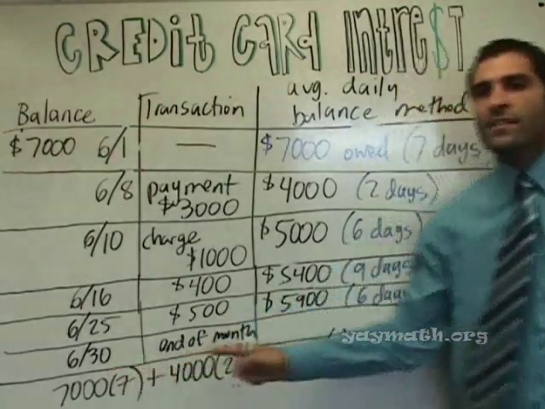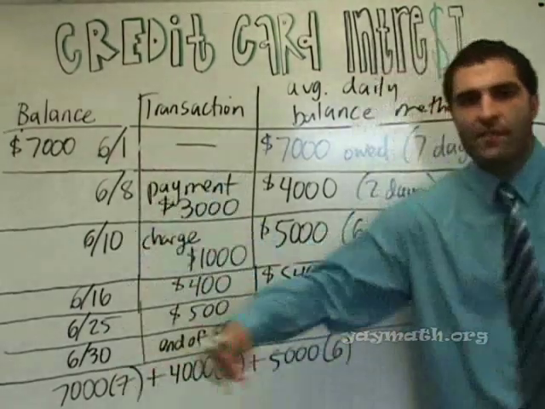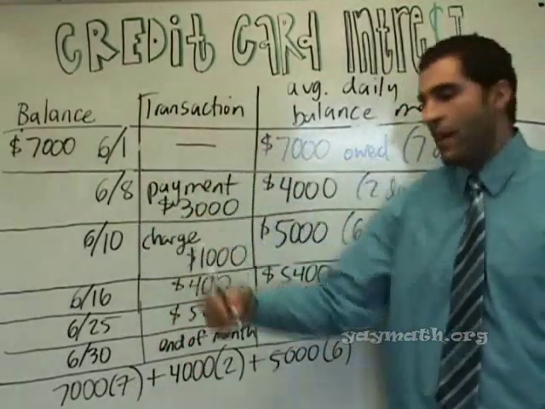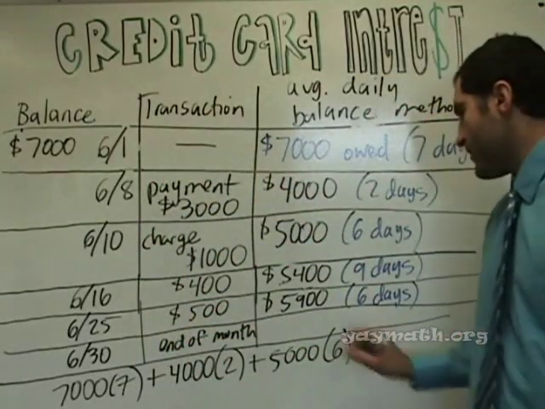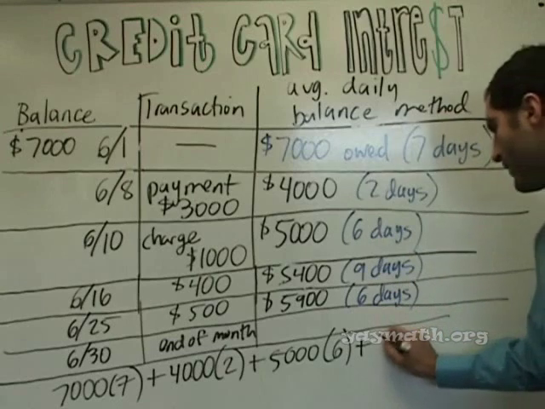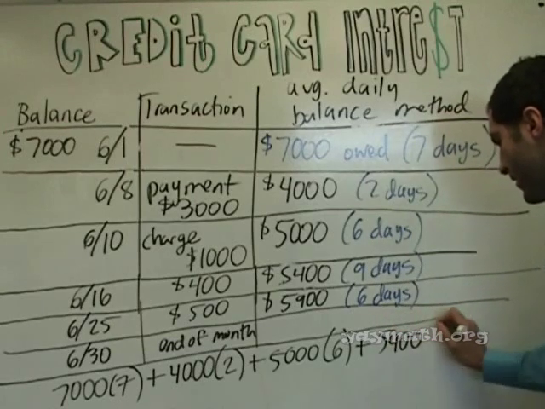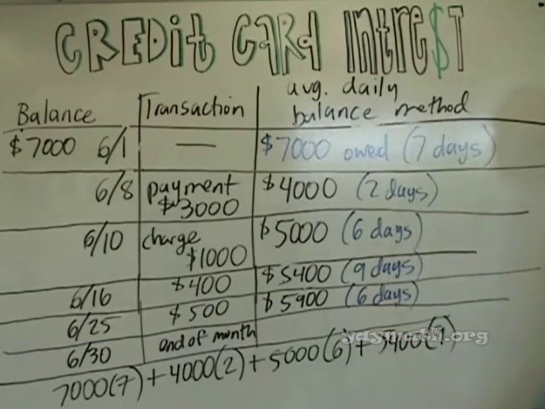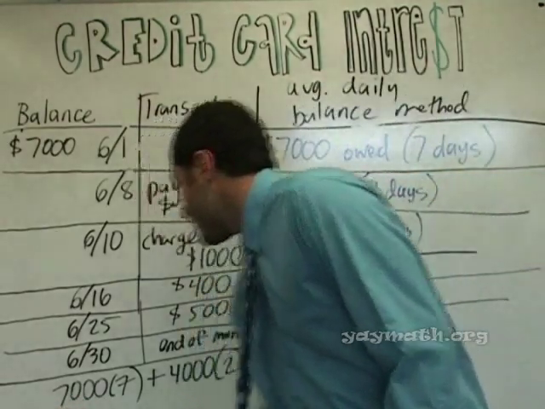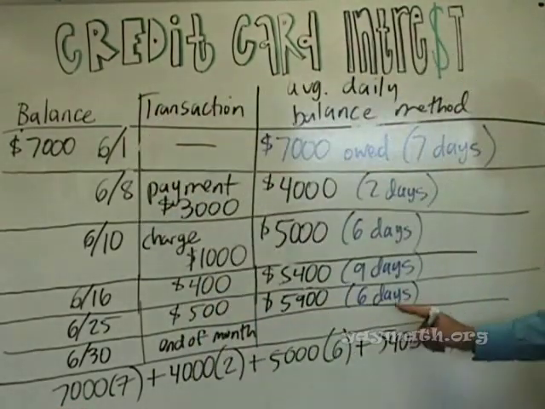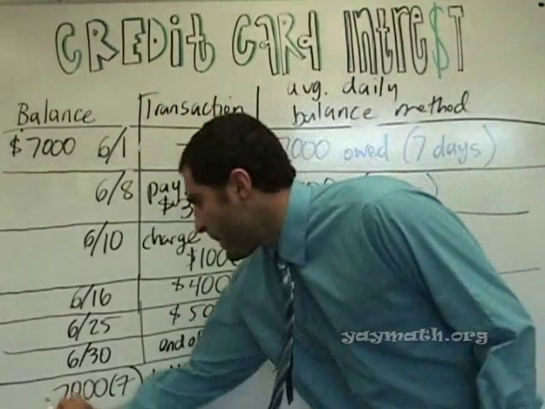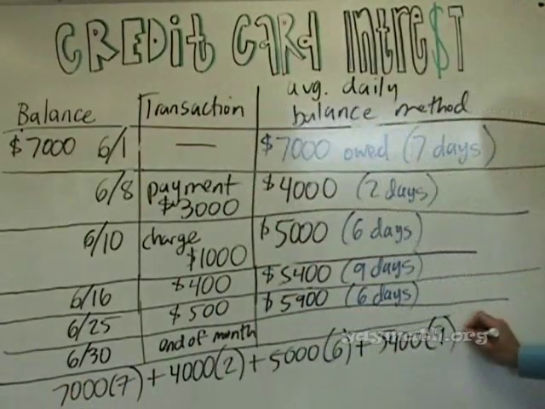So imagine a long list. We're taking the average of 7,000 plus 7,000 plus 7,000 every day. We're averaging every day. All right, plus, what do we got? 5,400 times 9. Plus 5,900. Last one, plus 59 times 6.